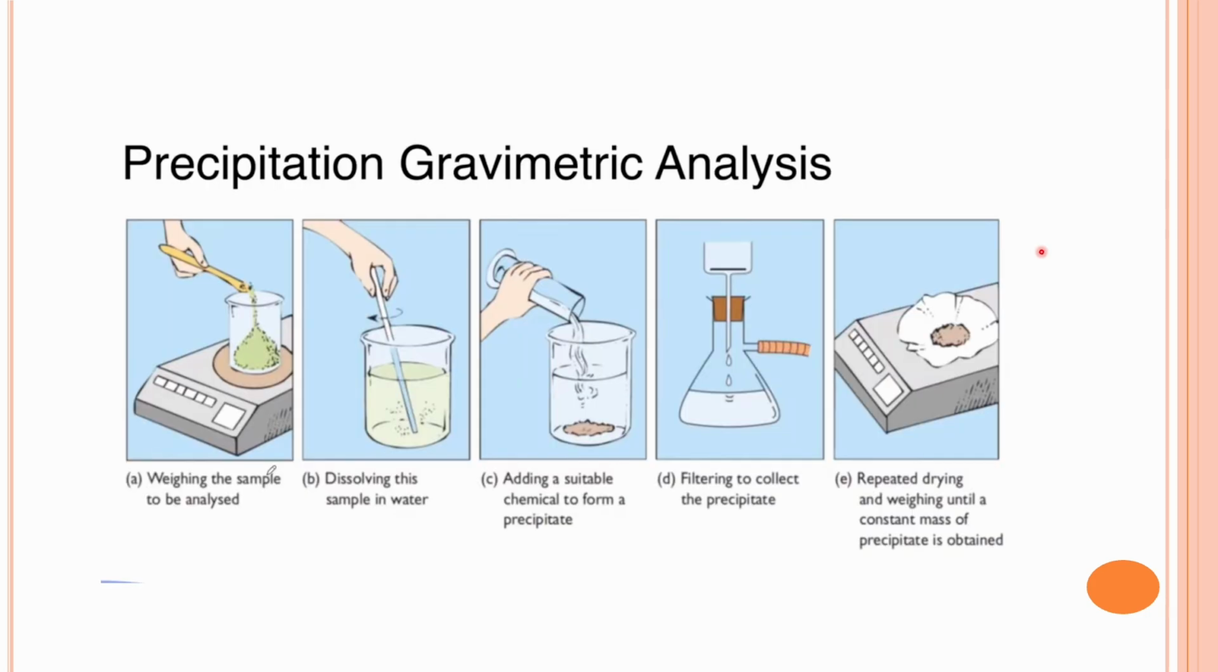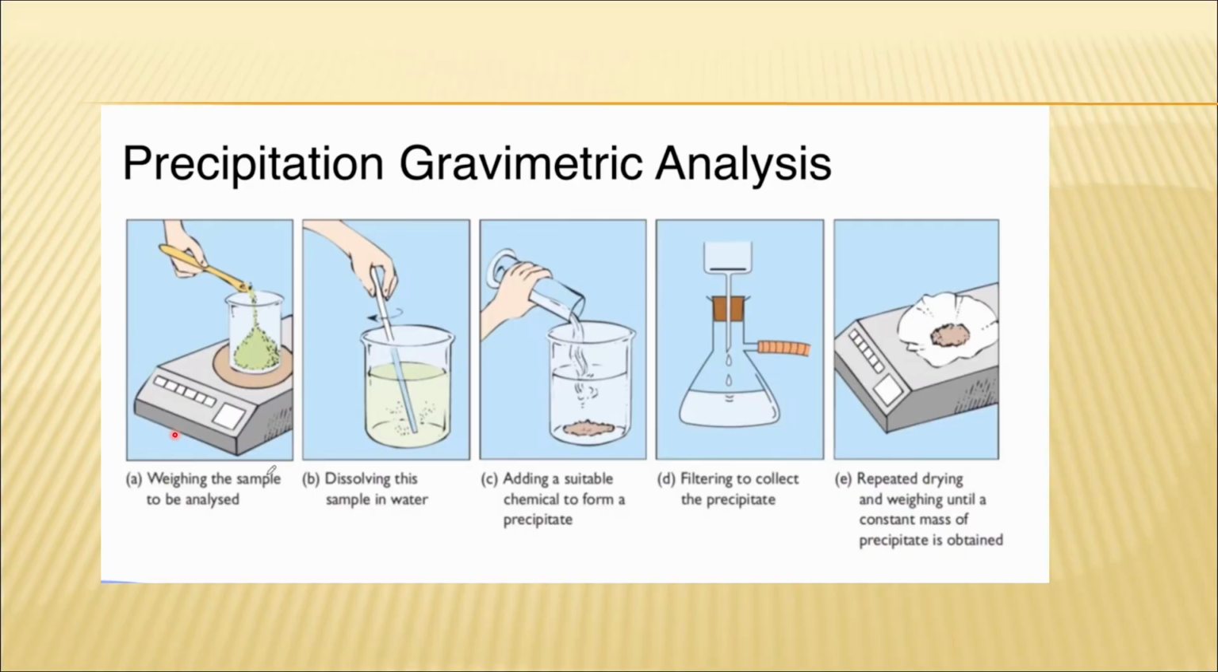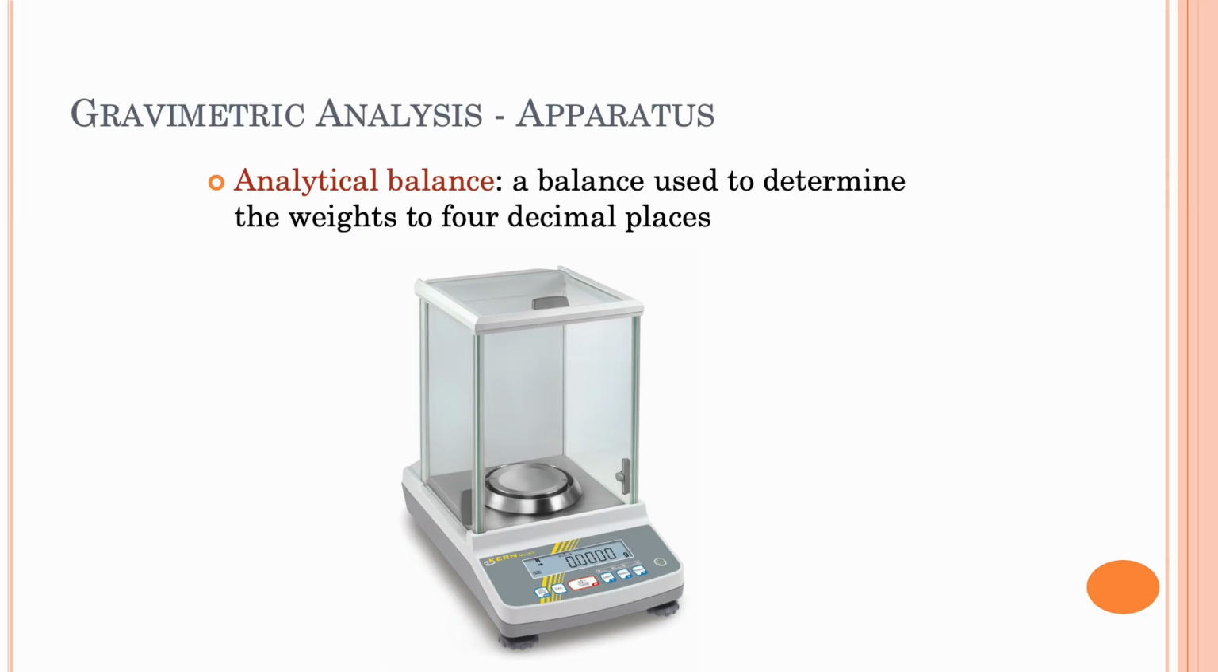Now we're going to look at some of the apparatus that are used in your precipitation gravimetric analysis. So in the first step here, it was weighing the sample to be analyzed. So of course, you're going to need your analytic balance. Alright, so this one is a very precise balance and it weighs up to 4 decimal places.